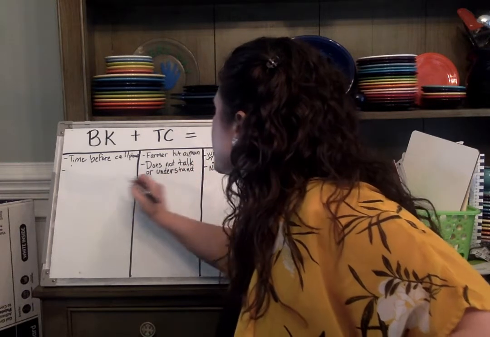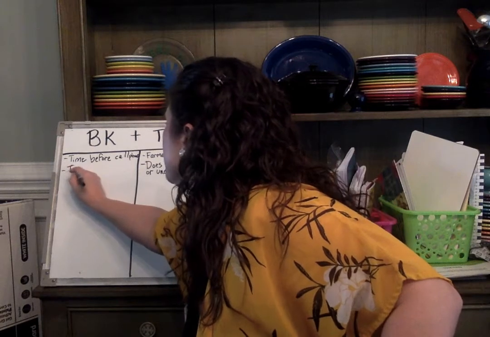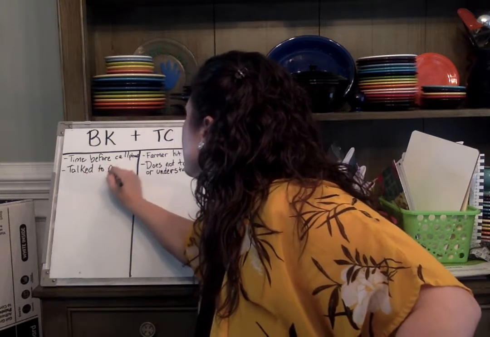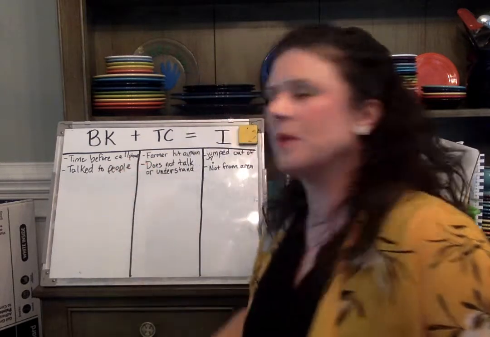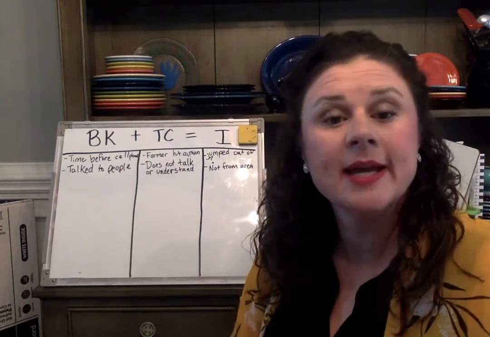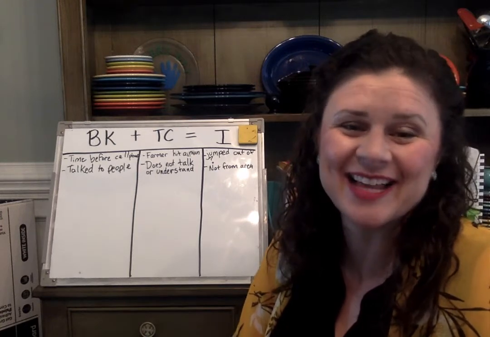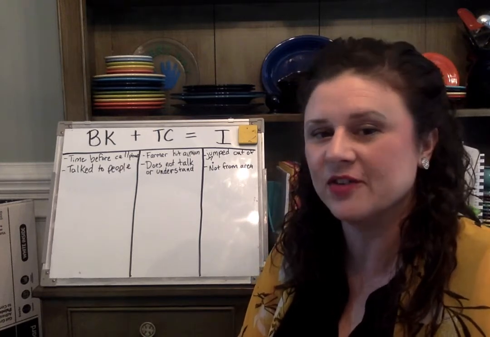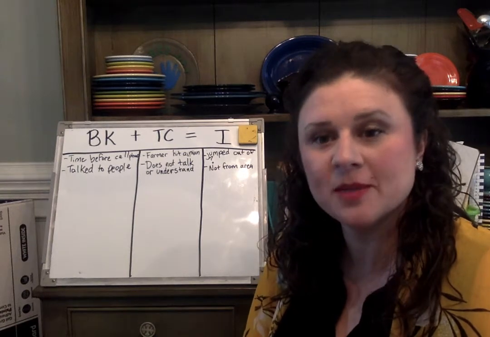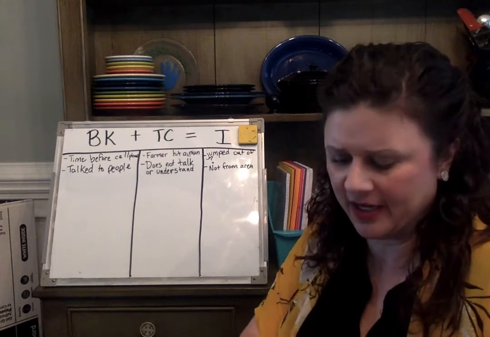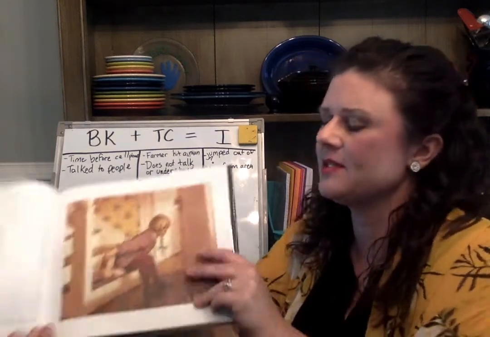My background knowledge is from when I talk to people. I'm just going to put when I talk to people, because sometimes when I talk to people, they might not understand what I'm saying. Maybe they're from the north, like New York, and they don't understand my southern accent. Or maybe they're from a different country. So I'm just going to put he's possibly not from this area. Let's see what happens next.